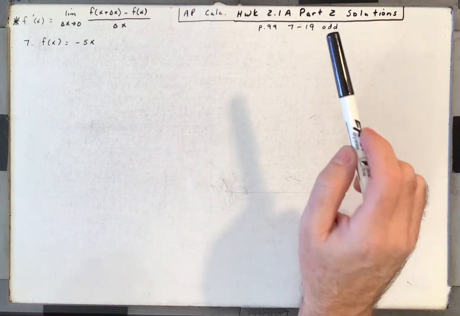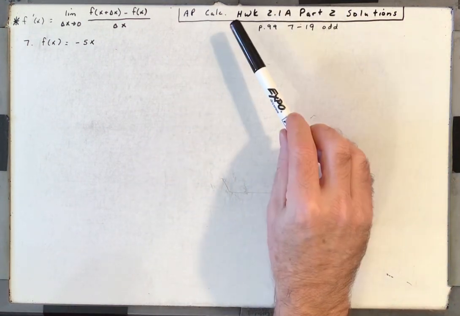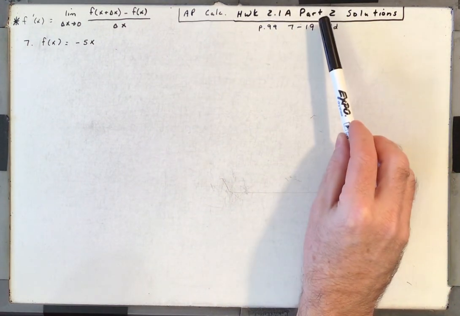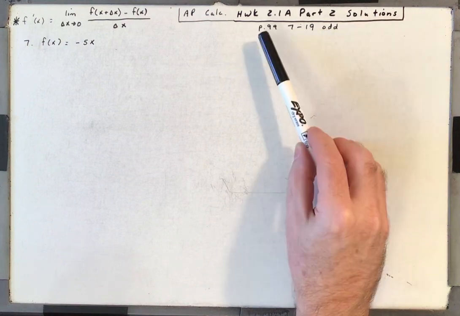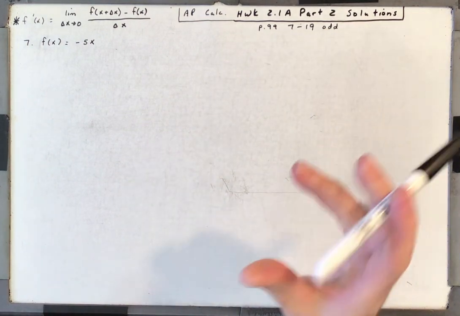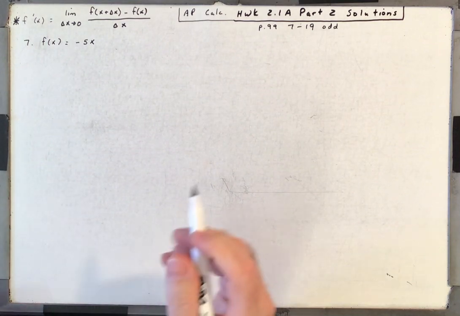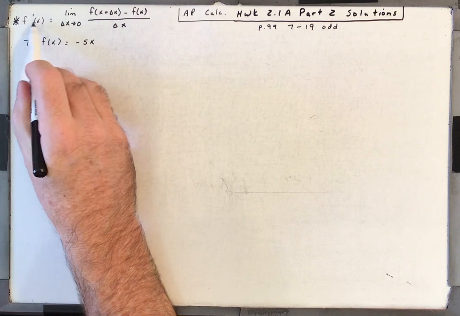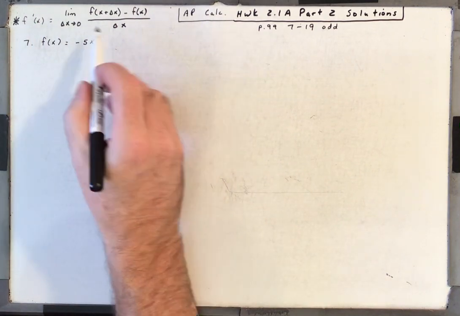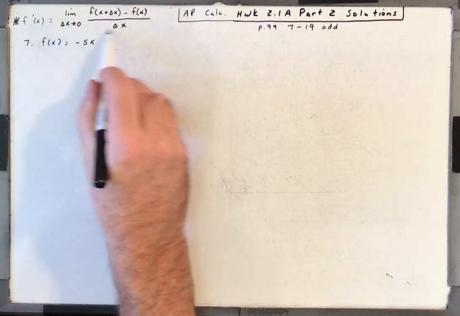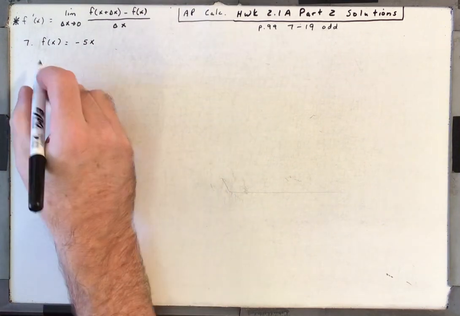All right, we are going to be working the lecture 2.1a, part 2, solutions for page 99, 7 through 19 odd. So number 7 is f of x is equal to negative 5x, and we want to find f prime of x. We're trying to find the derivative. And here's our formal definition of the derivative equation.